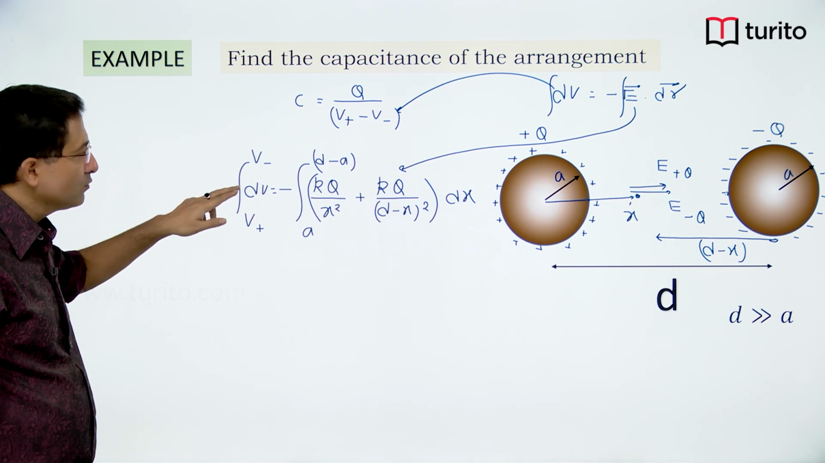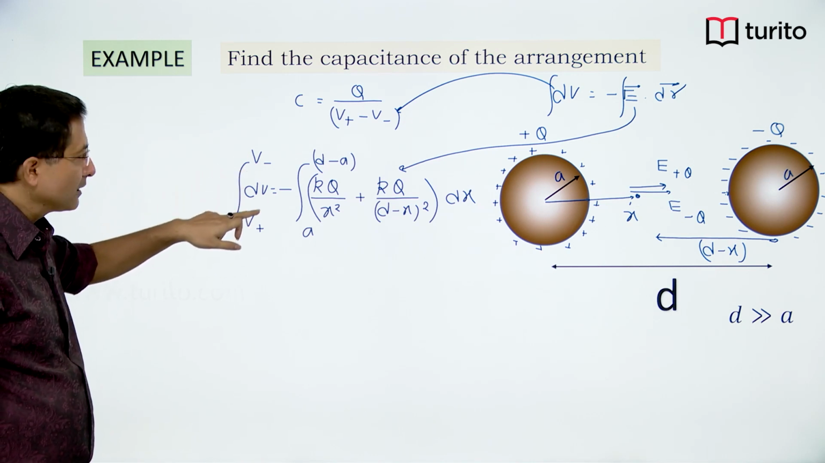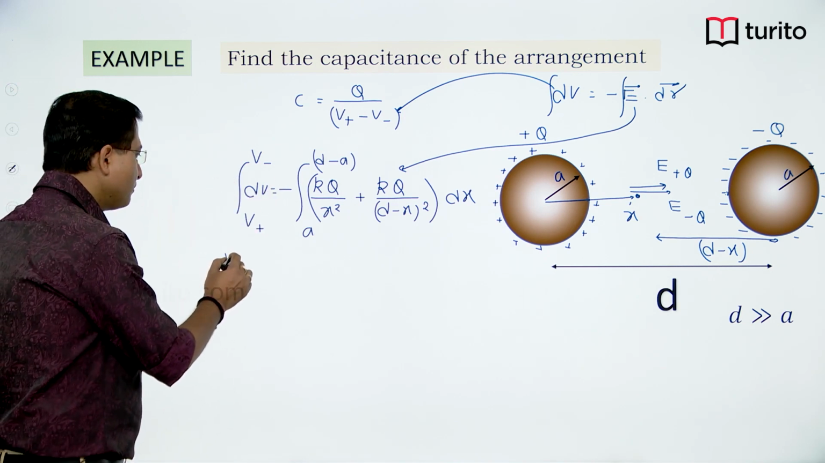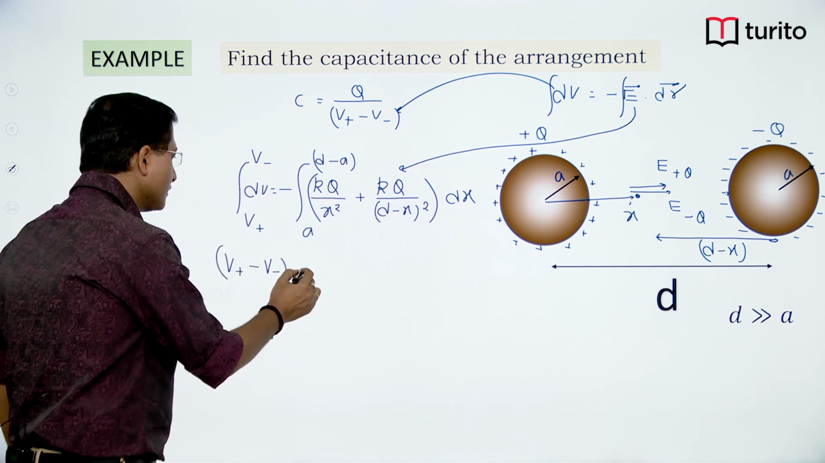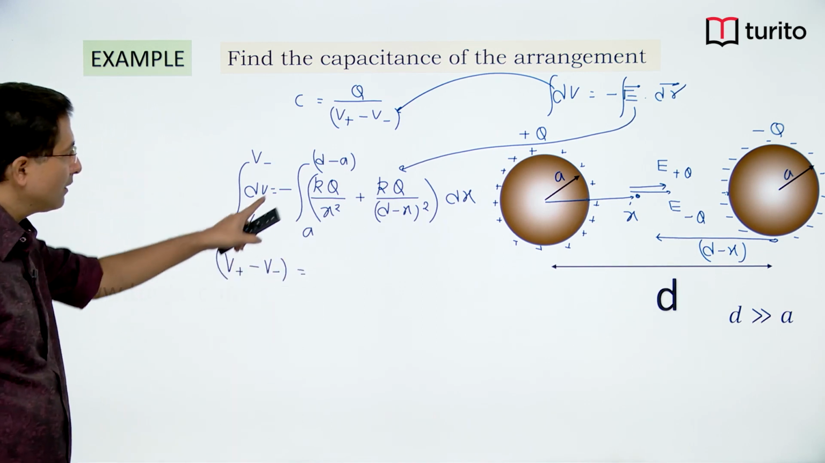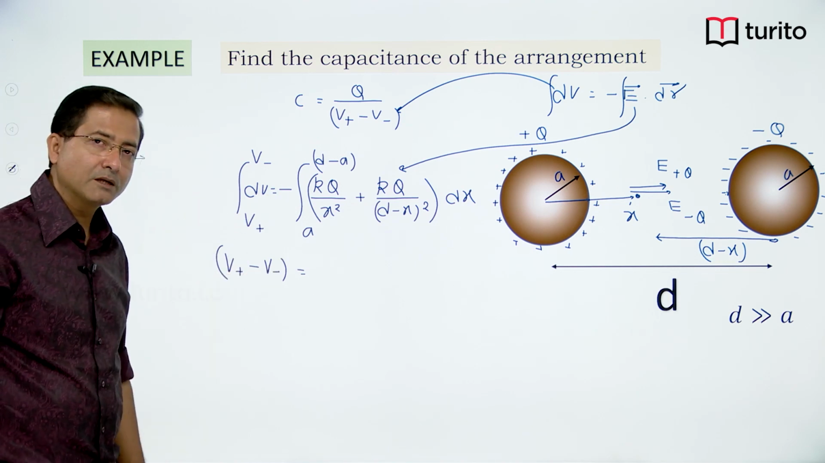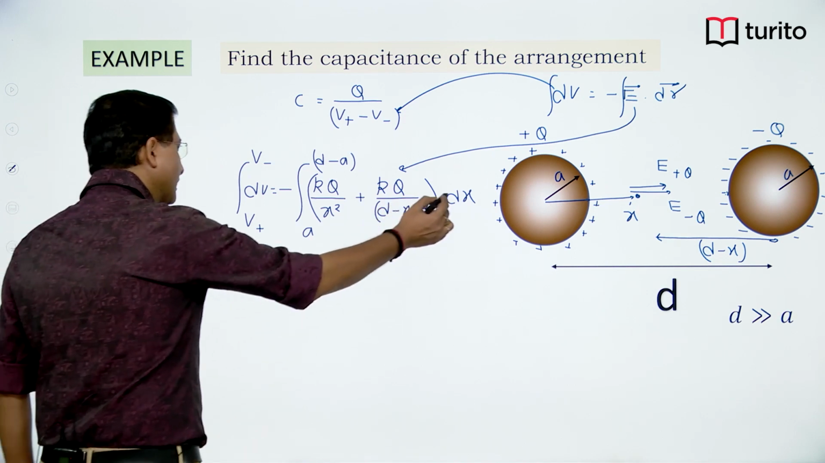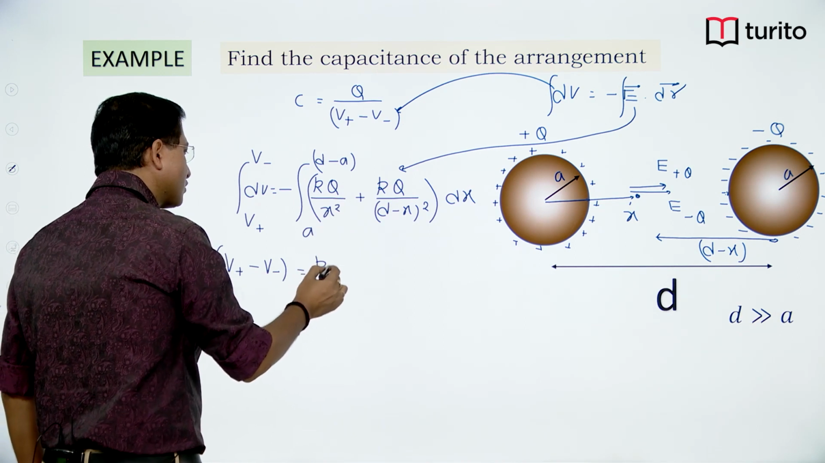Integration of this one will give you V upper limit minus lower limit, V minus minus V plus. Getting this minus this side, it will become V plus minus V minus. So, I have taken this minus sign this side and converted the function into V plus minus V minus. Now comes the first term. I will take kq out because that is common.